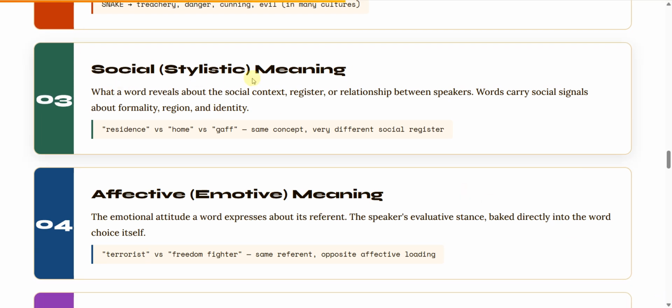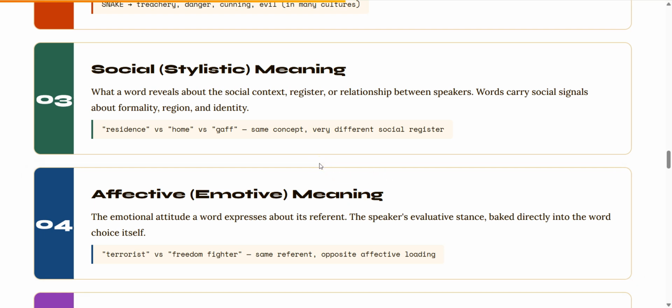Now let's look at the third one, social stylistic meaning, which is what a word reveals about the social context, register, or relationship between speakers. A word carries a social signal about formality, region, and identity. So the example is residence versus home versus gaff. Same concept, very different social register. Residence is formal, whereas home is informal and emotional.